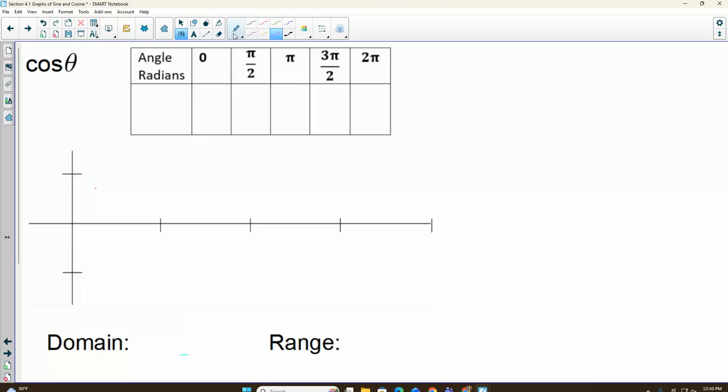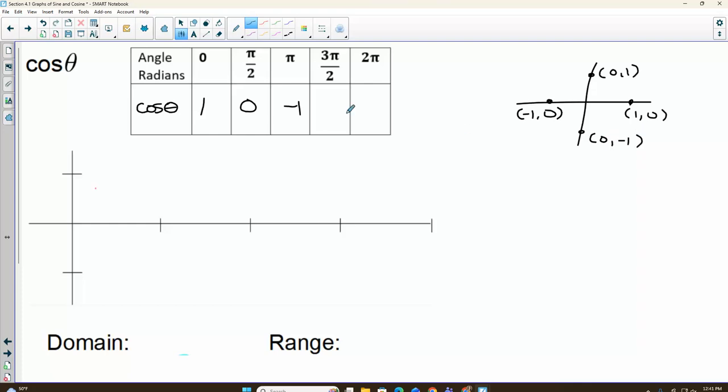Let's talk about cosine then. So you can think about your unit circle, you can think about your hand trick. What's the cosine of 0? 1. Cosine of pi over 2. Cosine of pi. 3 pi over 2. 2 pi, you're back to where you started, and it's back to 1.